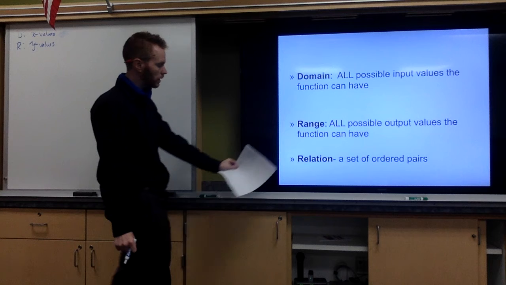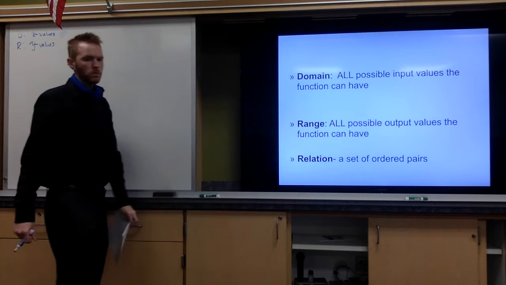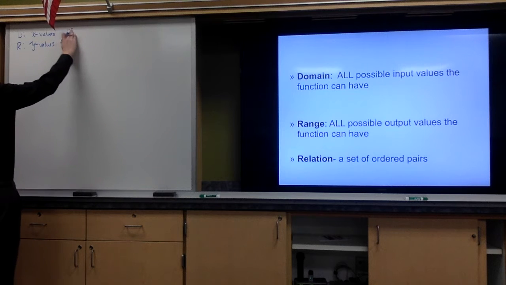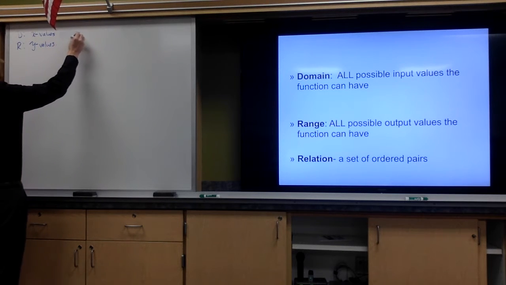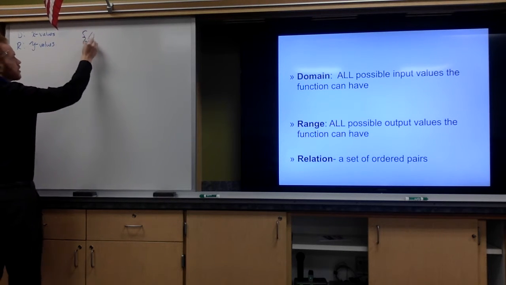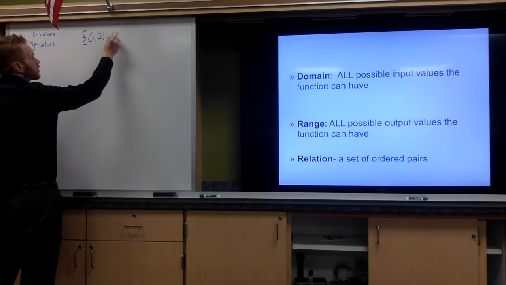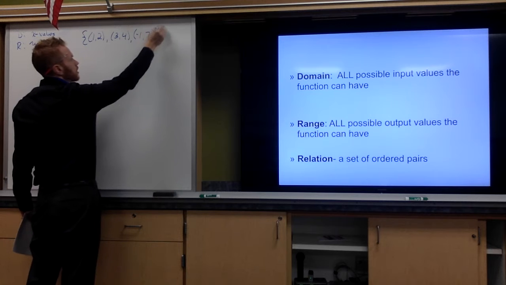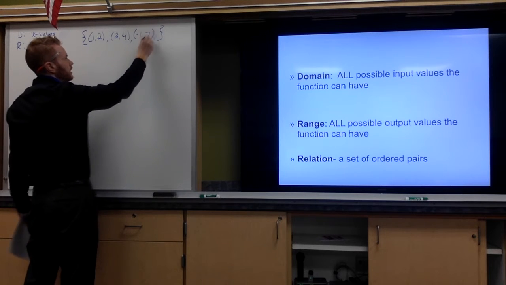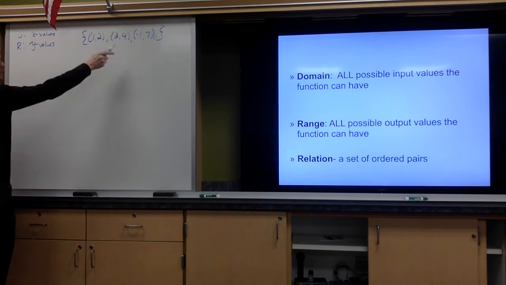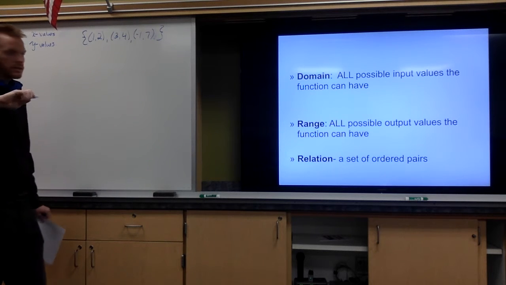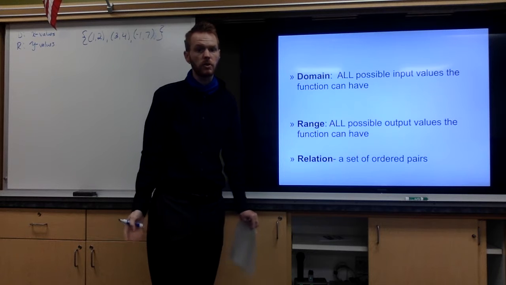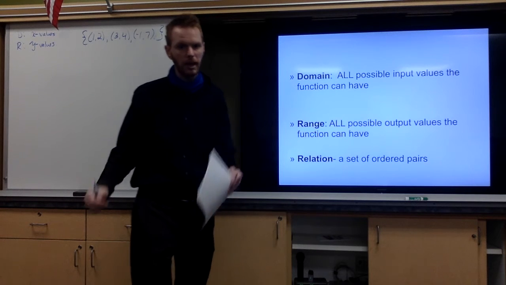And then a relation is just a set of ordered pairs. What do I mean by ordered pairs? Because there's a lot of vocab I'm throwing at you. A relation could just be something like this. This is a relation, just ordered pairs, X and Y pairs. I can plot those, right? That's going to be 3 points on a grid. So that's just a relation. Now, are there specific types of relations out there? Yeah, we're going to get to that.